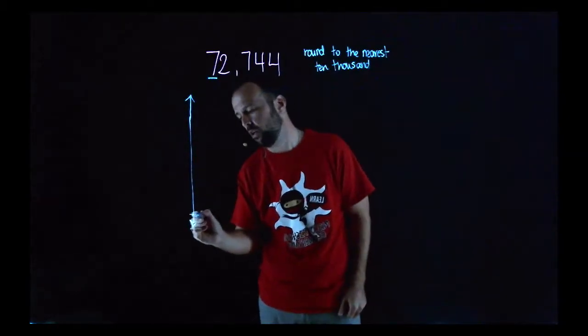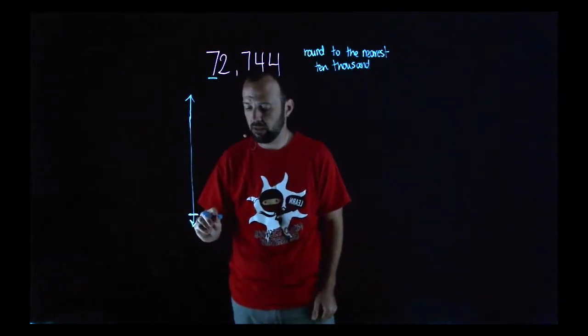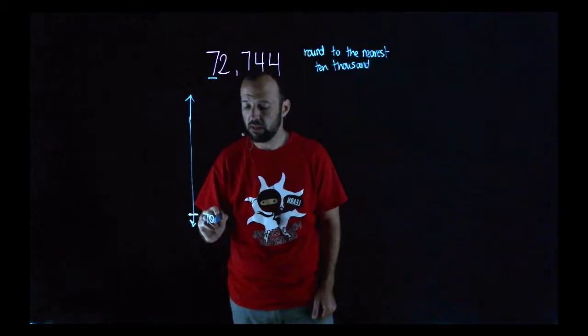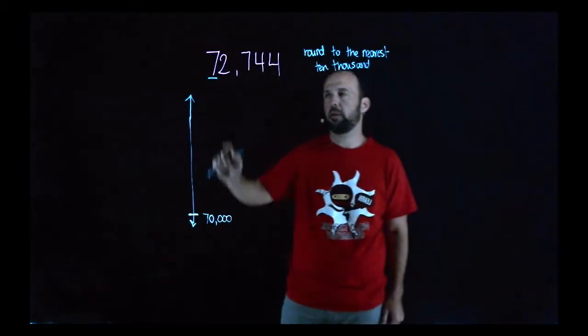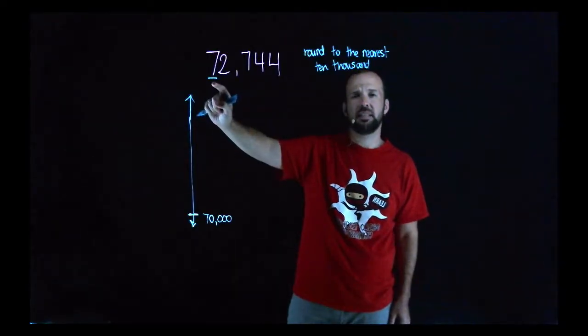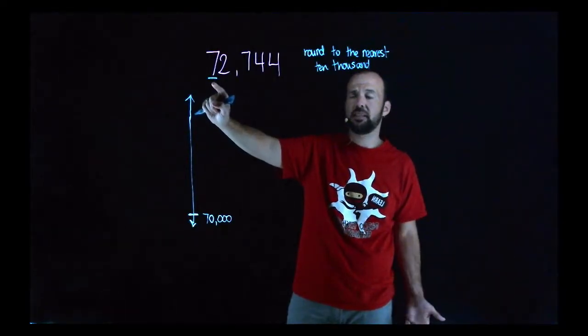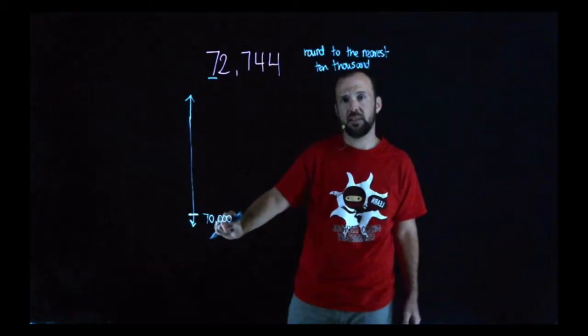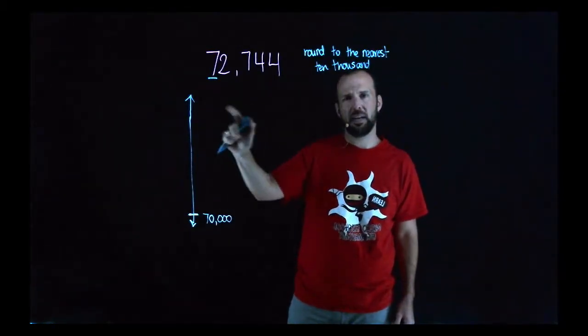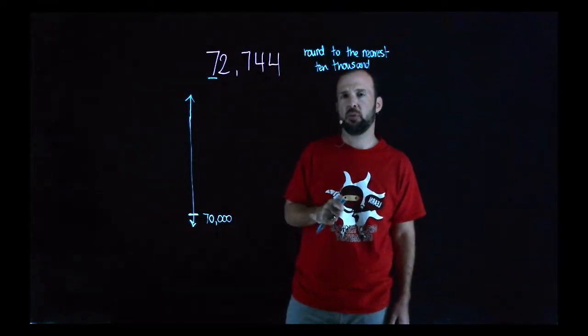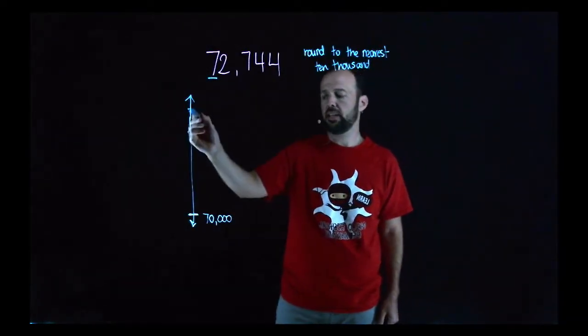So my lowest point here on my number line is going to be 70,000. Okay, so that's going to be my bottom point because I have 7 10,000s, and 7 10,000s is the same as 70,000. So what's 10,000 more than 70,000? That's going to be my high point, right? 10,000 more than 70,000 is 80,000.